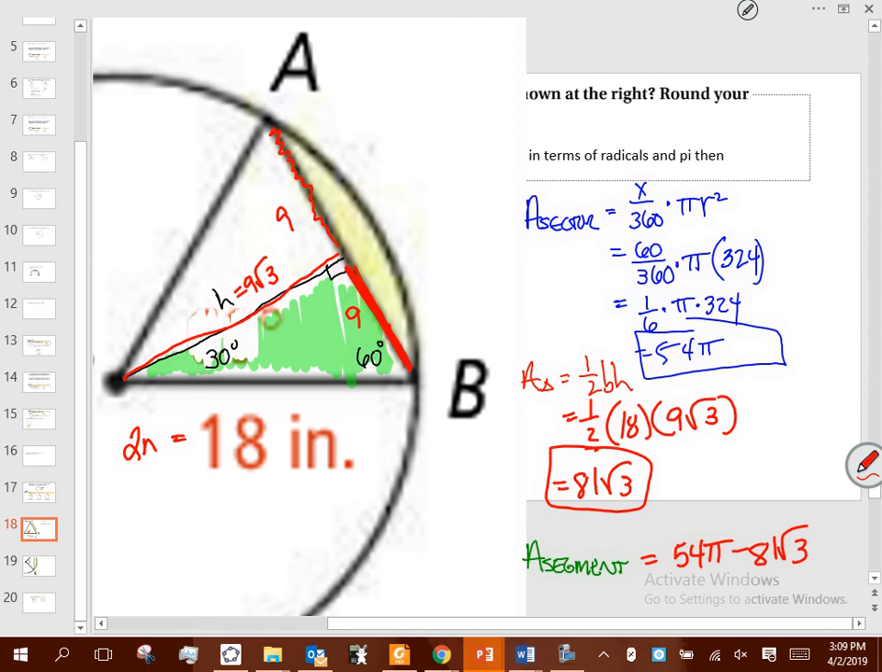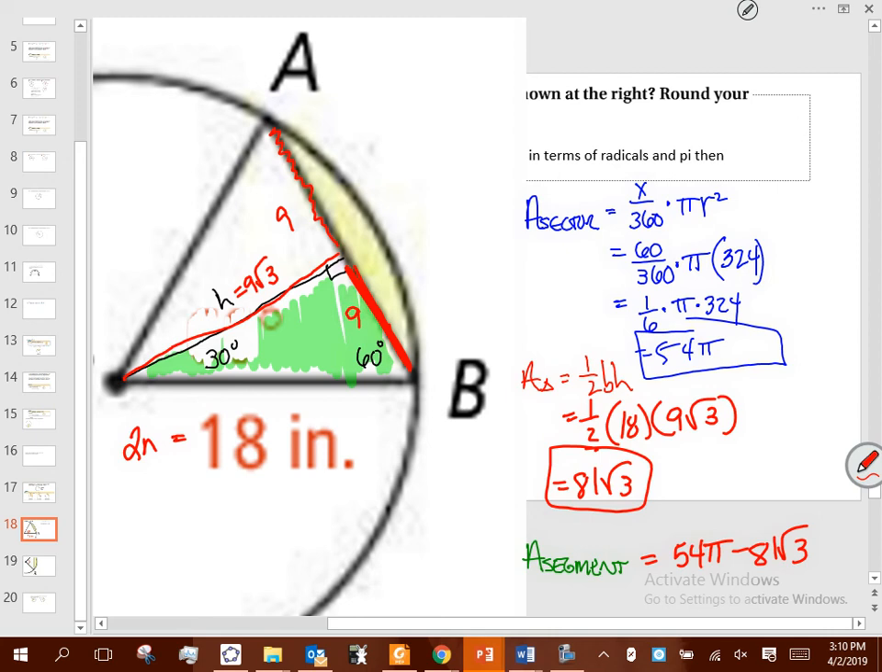Does it matter that you do the second one minus the first one? Well, I'm going to do the bigger one minus the smaller one, because I want my area to be positive, right? So if I were to do 81 radical 3 minus 54 pi, I'm going to get the same number, but it's going to be negative. So the sector is always going to be bigger than your triangle. So you go sector minus triangle always.